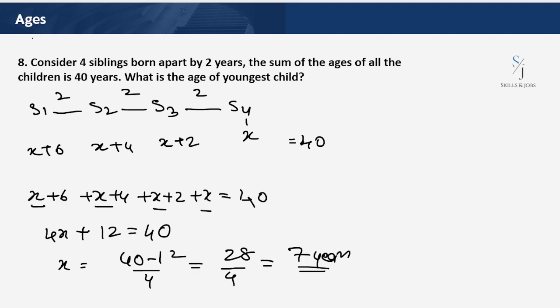So what is the question asked? What is the age of the youngest child? So we have taken x as the age of the youngest child. So the youngest child is going to be 7 years old. So this is the required answer.